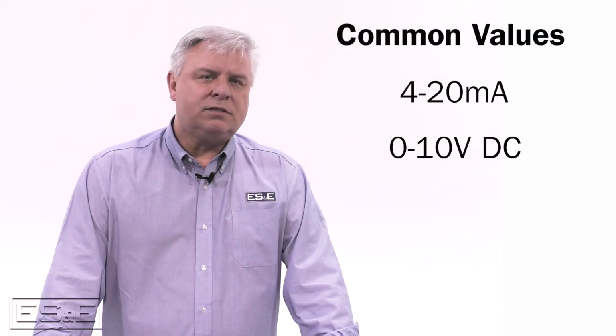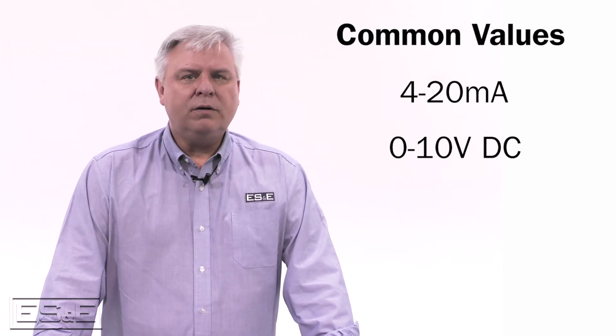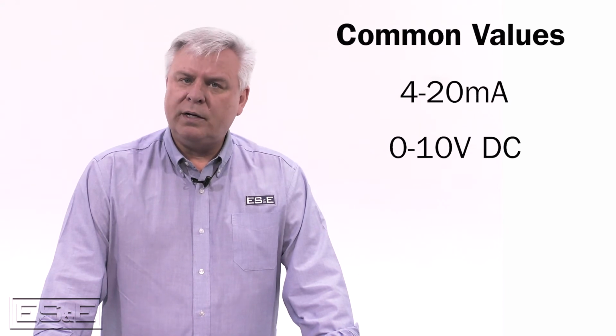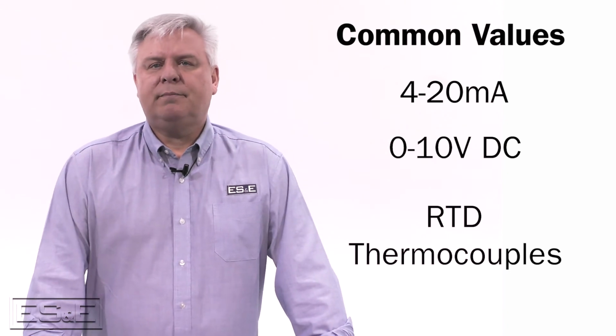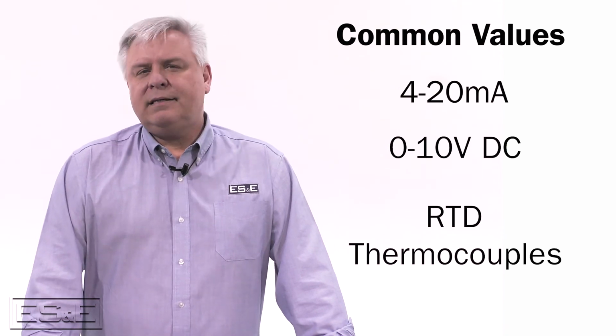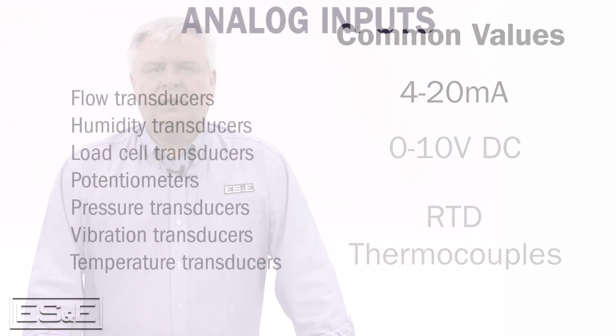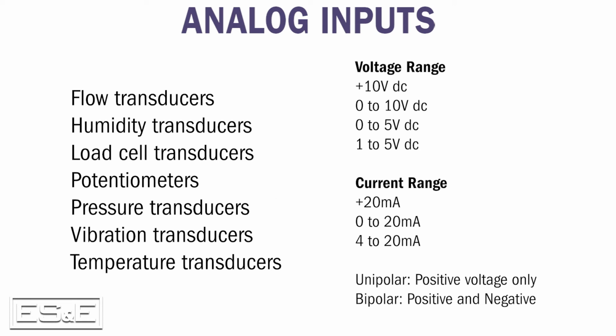4 to 20 milliamps is a common way to send a value within a range. 0 to 10 volts can also be used, but is more susceptible to noise and distance limitations. RTDs and thermocouples are examples of analog devices that send temperature signals into the PLC and typically require no scaling. Examples of analog input devices are flow transducers, load cells, which indicate weight, and pressure transducers, which could indicate the level in a tank. There are a number of ranges associated with current and voltage signals.